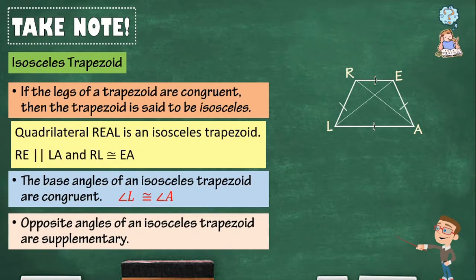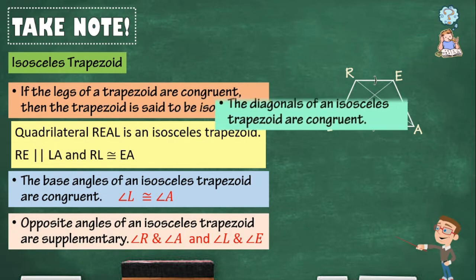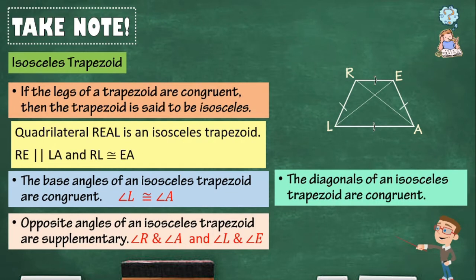Next, opposite angles of an isosceles trapezoid are supplementary. We have these pairs of angles that are supplementary, angle R and angle A, and angle L and angle E. Next, the diagonals of an isosceles trapezoid are congruent. So in our given figure, RA is congruent to LE. So I hope we are now ready in answering the given examples.